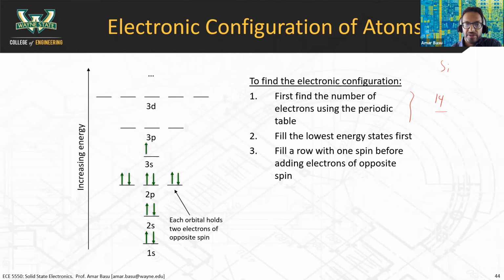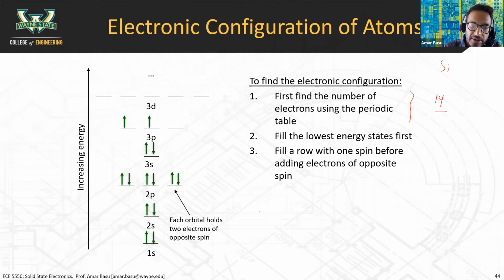Then you go to the 3s subshell. So how many are we at right now? 1, 2, 3, 4, 5, 6, 7, 8, 9, 10. So we're at 10. Then we just did 11, 12, 13, 14. We just keep on going up the table until we get to the number 14. This is the electronic configuration of silicon.